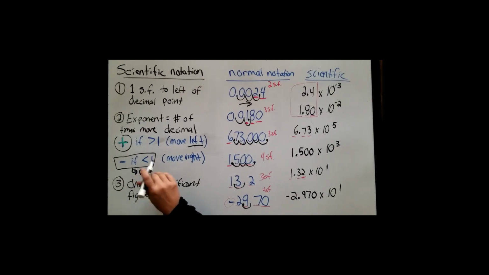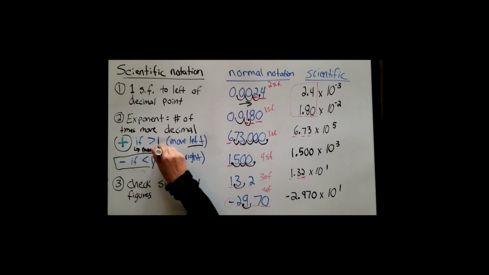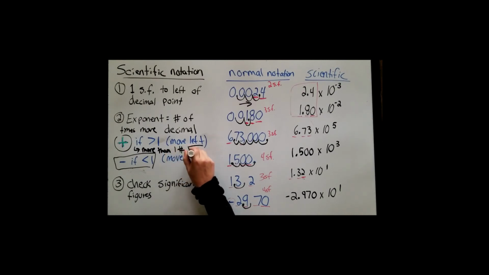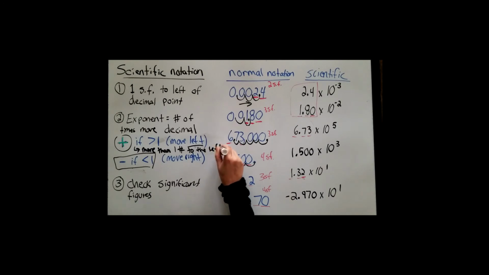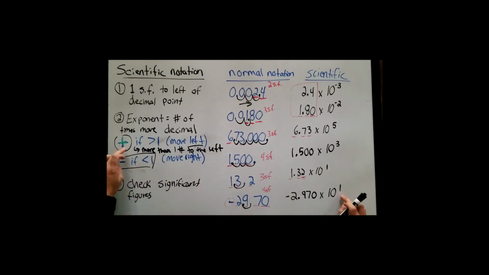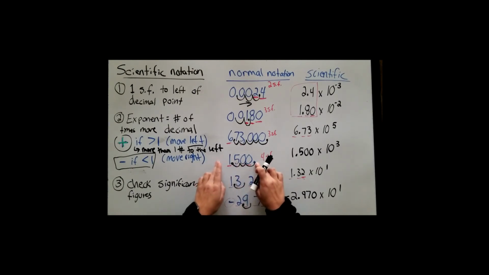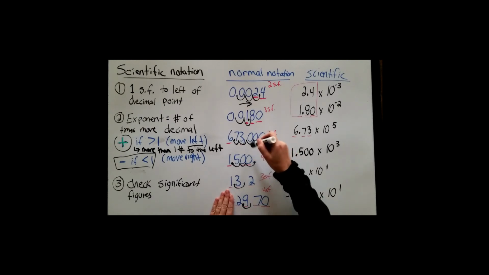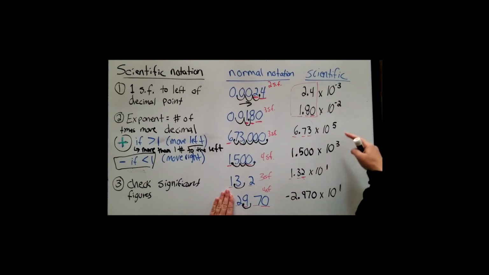that there is more than one number to the left. So what I mean by that is your exponent's going to be positive if there's more than one number to the left of the decimal point in the original number. Okay, so in all 4 of these cases, ignoring negative signs, in the original decimal point, there was more than one number to the left. So that means all of these exponents stayed positive.